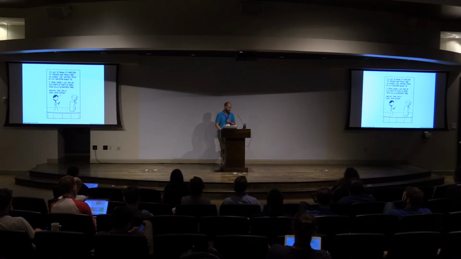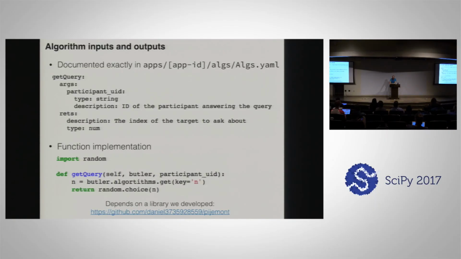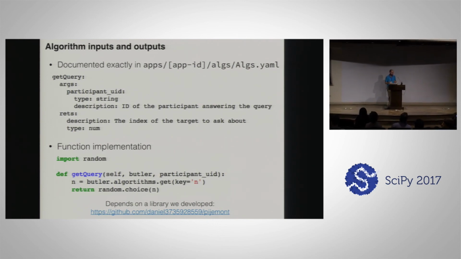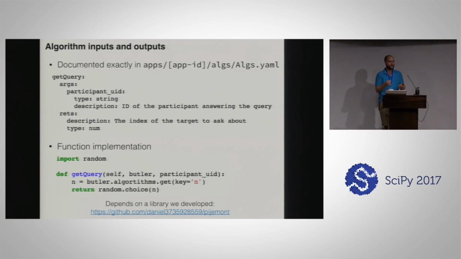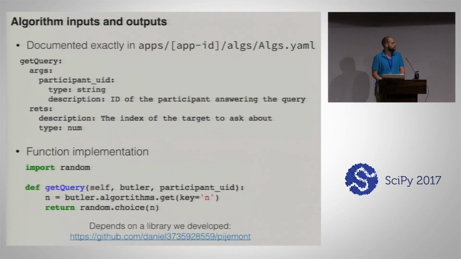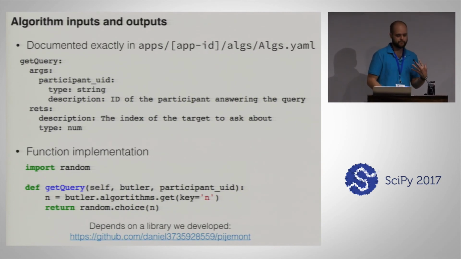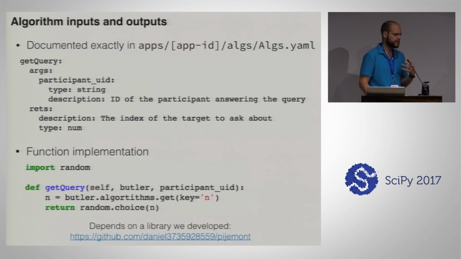If there are no questions, I have some extra material. One question you may have been thinking of is, for the algorithm developer or the experimentalist launching an experiment, how do we document and type check all the inputs and outputs? The way we do it is through a custom YAML interface that Daniel developed. For example, for a function called getQuery, we expect a string that represents the participant UID, and we expect you to return an integer that represents the arm to ask about.